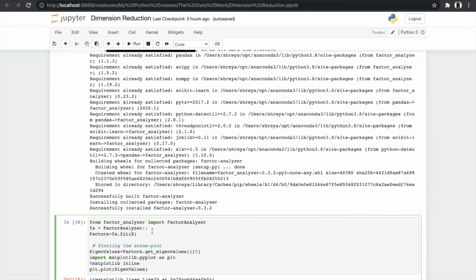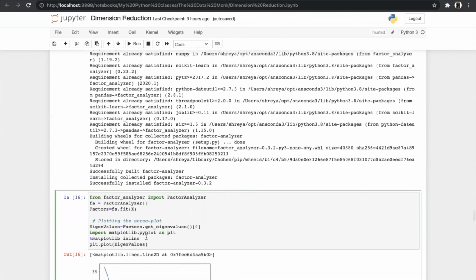After creating our model, we have to fit our data into it. So we have used fa.fit for fitting our data into the factors. After that, we will plot our scree plot. So what do we mean by scree plot? A scree plot tells us how many factors or dimensions we should form for a good model.